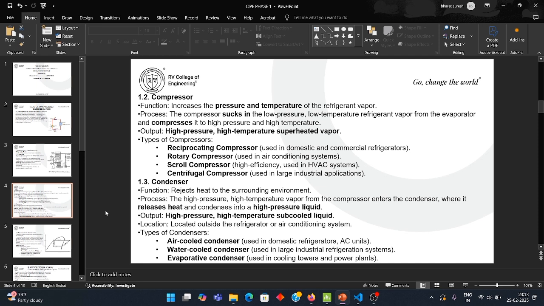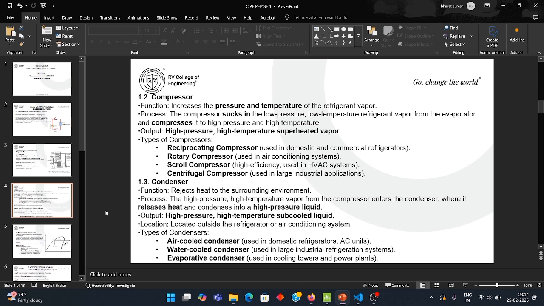The next component is the compressor, which increases the pressure and temperature of the refrigerant vapor. The compressor sucks in the low pressure, low temperature refrigerant vapor from the evaporator and compresses it to high pressure and high temperature. The output is a high pressure, high temperature superheated vapor. Types of compressors include reciprocating compressors, rotary compressors, scroll compressors, and centrifugal compressors.